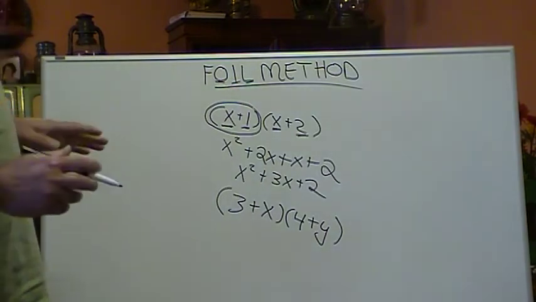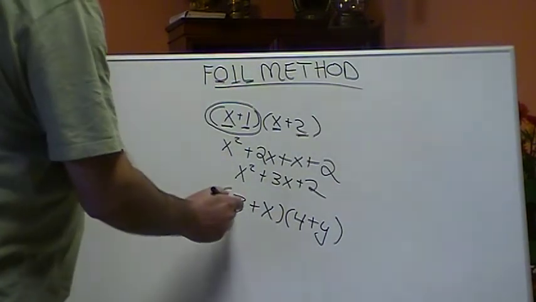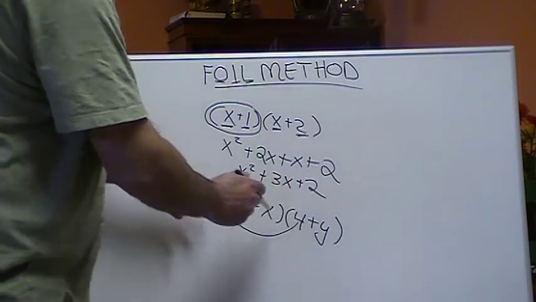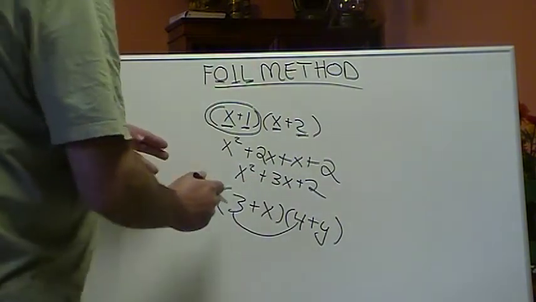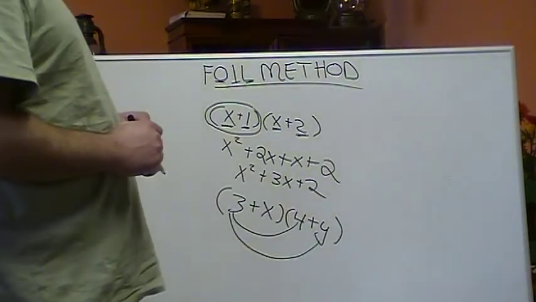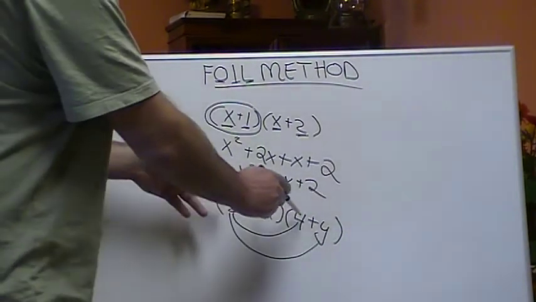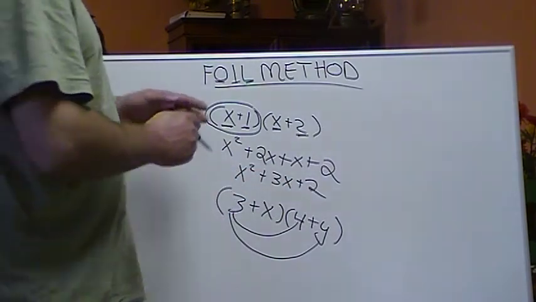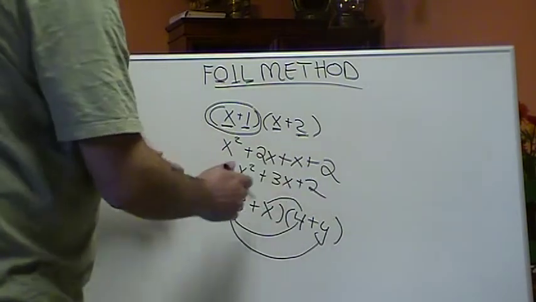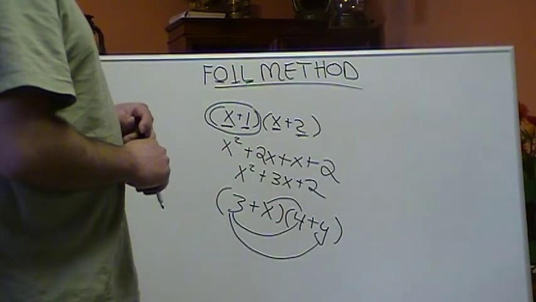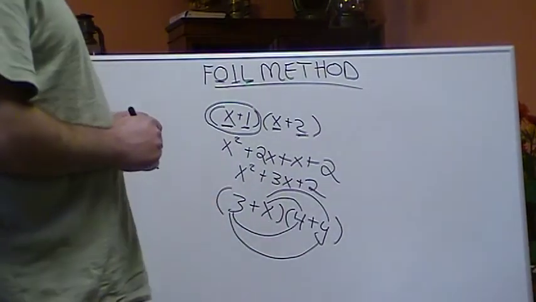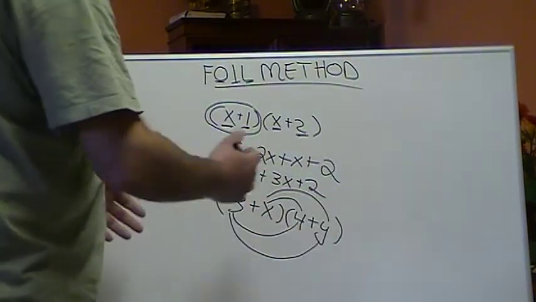Just to recap what we're doing here, you take the first, you multiply those together, the first terms in the set of parentheses. You take the outer terms in the parentheses and you multiply those together. And you add them to the first multiplication. Then you take the inner terms and you multiply those together and you add them to the previous results. And then you take the last terms in the parentheses and you add those to your previous results.